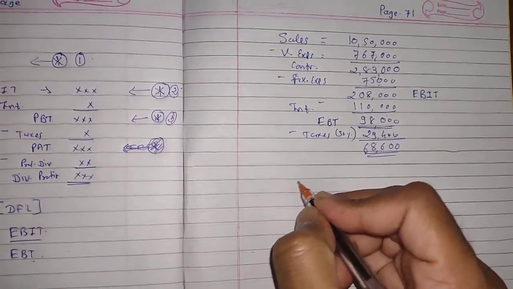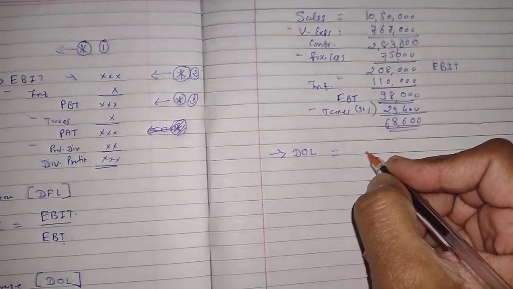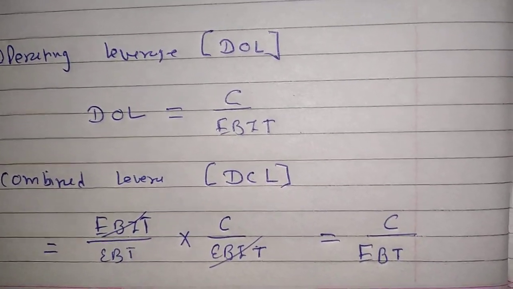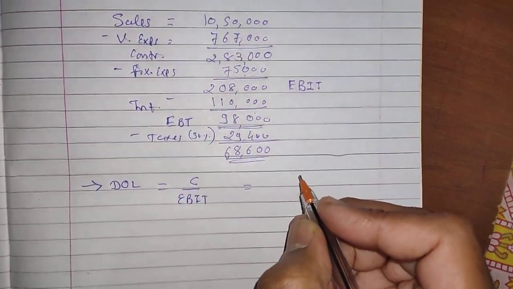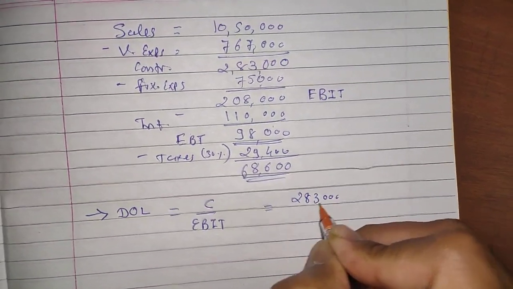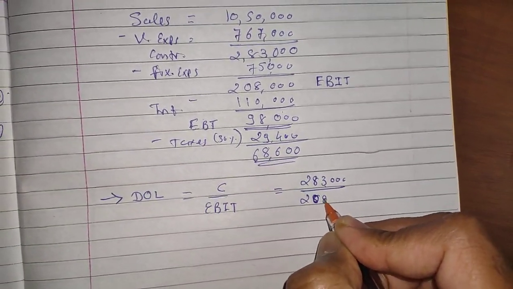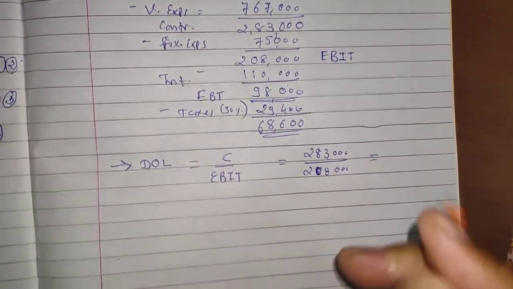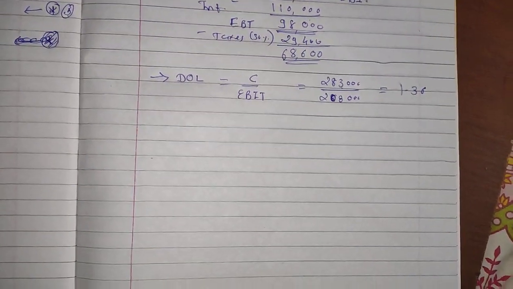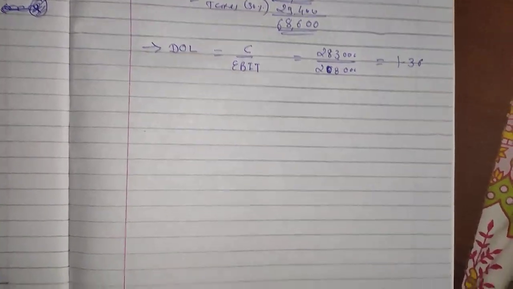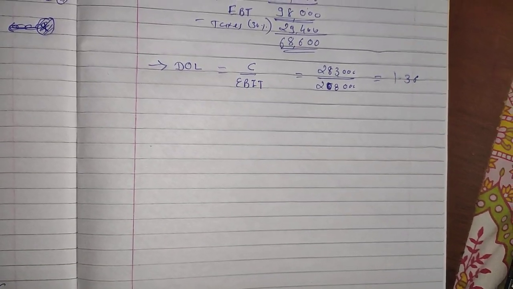First of all, we are going to calculate operating leverage, that is called DOL, degree of operating leverage. As you know the formula, it is contribution divided by EBIT. Contribution, as you can see over here, is 2 lakh 83,000, and that is divided by EBIT. EBIT is 2 lakh 8,000. So the answer must be 1.36. Usually you get answers in small numbers like 1, 2 or 5, and this is a leverage, so you don't need any percentage sign or anything.